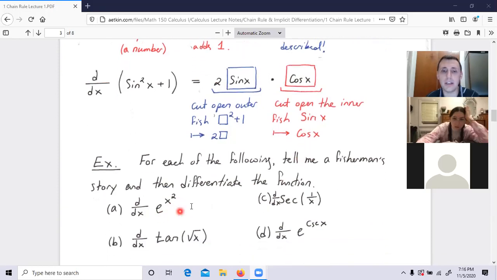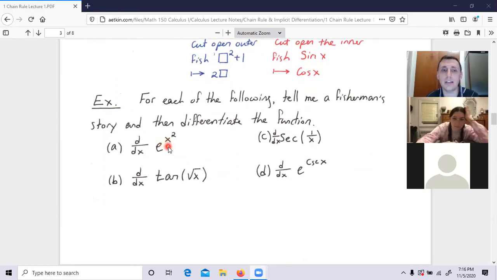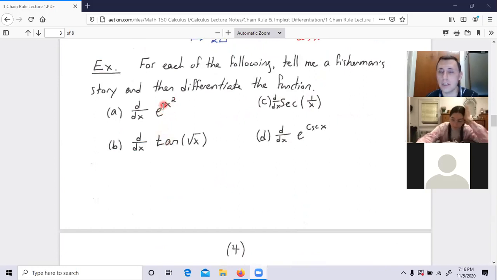Here are a few more questions. Let's try the derivative of e to the x squared. What has happened here, guys? So which creature has eaten which other creature? So chain rule is basically when one animal, it's like the circle of life. One animal ate another animal.